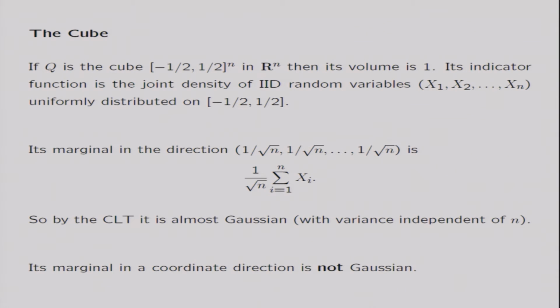So the cube, I said the Euclidean ball was the simplest convex domain. In a sense, you could say the cube is actually simpler in a way. Certainly its volume is simpler to calculate. If its side length is 1, the volume is 1. It's just a product. Okay?